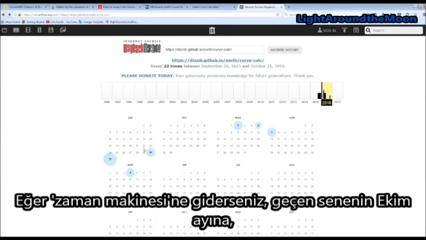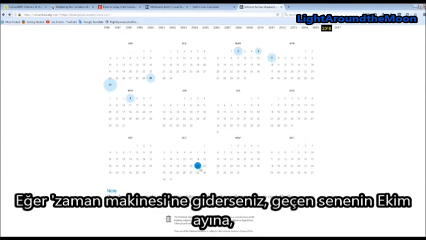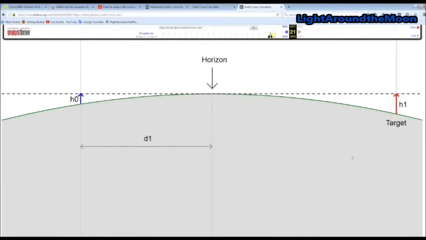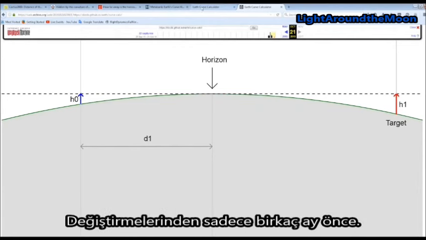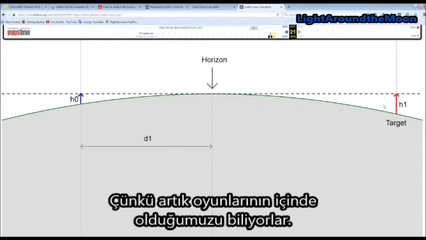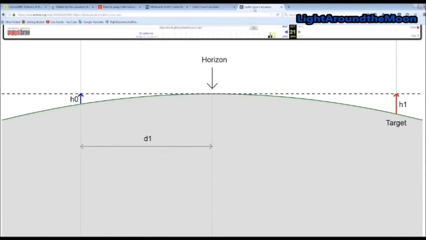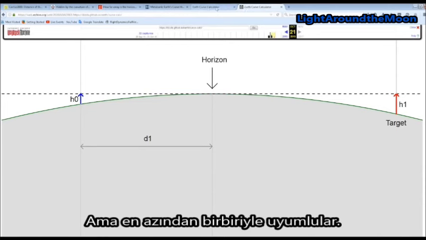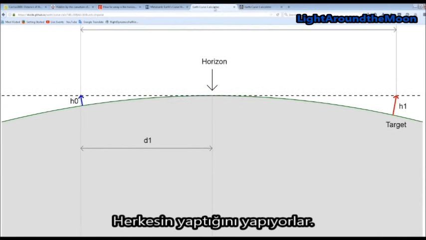You go back to the Wayback Machine, go back to October of last year, and what do you know? There's the original one. It was just a few months ago that they changed it, because they know that we're on to their game here. They know that what they're putting out is crap, but at least they're consistent. They're doing the same thing everybody else is doing.